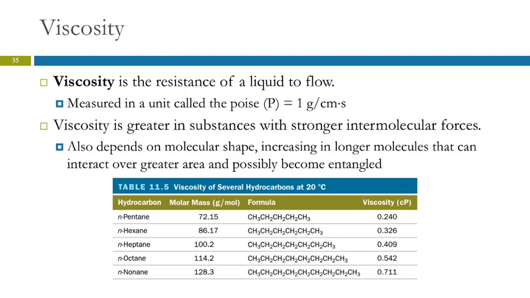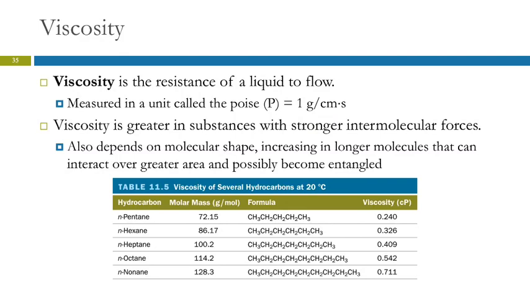Something like alcohol has a lower viscosity, and so it flows very easily. It seems thin, even thinner than water. Or something like gasoline has a very low viscosity. So viscosity is going to be greater in substances that have stronger intermolecular forces. And of course, the shape of the molecule has an effect on the strength of the intermolecular forces.